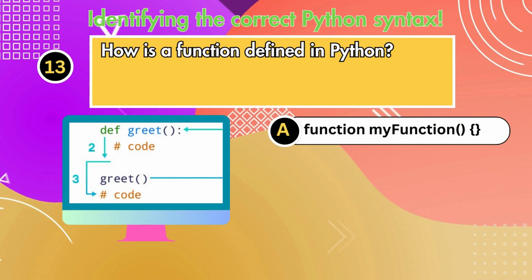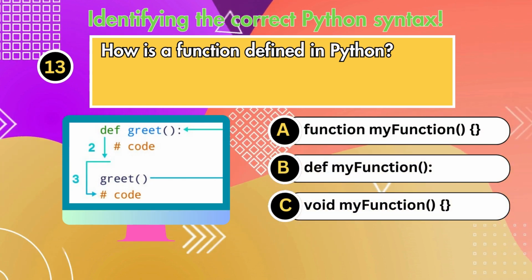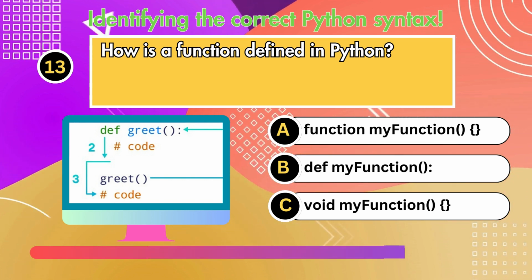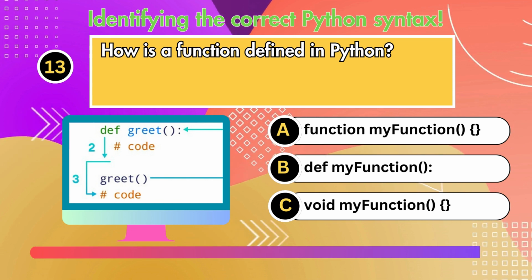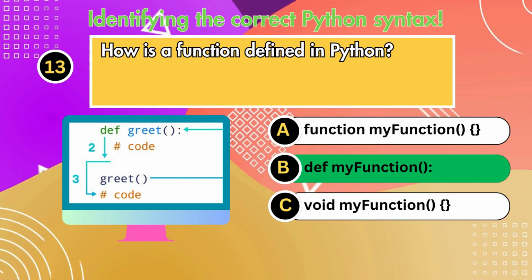How is a function defined in Python? A. Function myFunction. B. Def myFunction. C. Void myFunction. Answer is array 0.